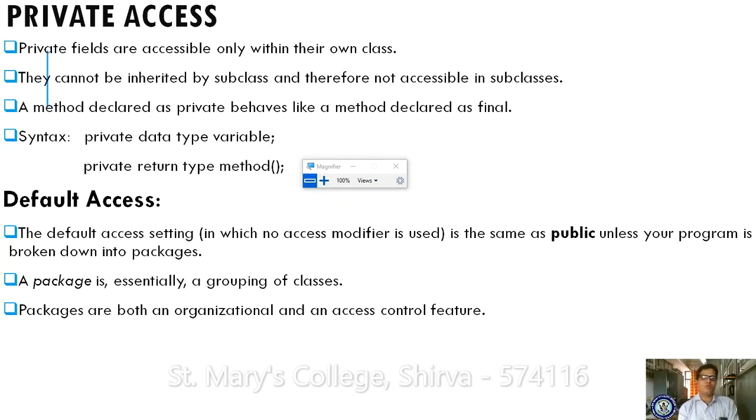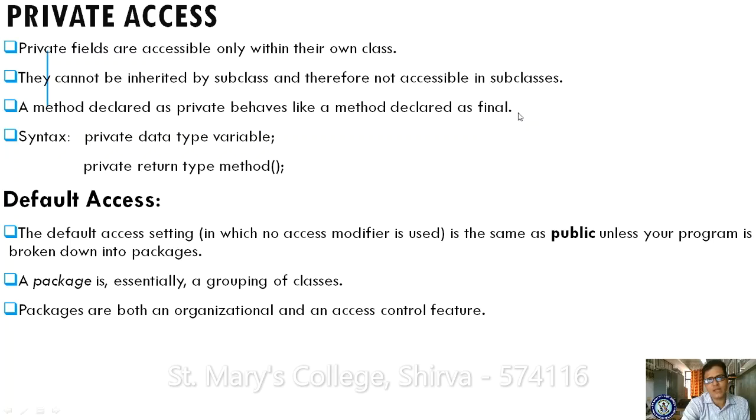Now we are moving to the private access specifier. Private fields are accessible only within their own classes. You can access those variables within their own classes. You cannot access them outside of the class. They cannot be inherited. Our next concept is going to be inheritance. You are unable to inherit that member, and therefore it is not accessible in subclasses, that is, child classes. A method declared as private behaves like a method declared as final.